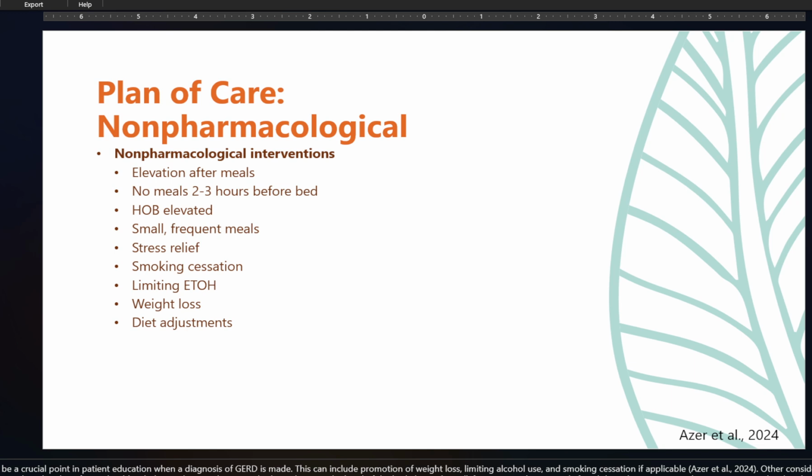Lifestyle changes can be a crucial point in patient education with a diagnosis of GERD. This can include promotion of weight loss, limiting of alcohol use, and smoking cessation if applicable. Other considerations to include in patient education surrounding the plan of care should include avoiding meals prior to bedtime, keeping the head of the bed elevated, small frequent meals, stress relief, and diet adjustments in order to minimize acid within the esophagus.